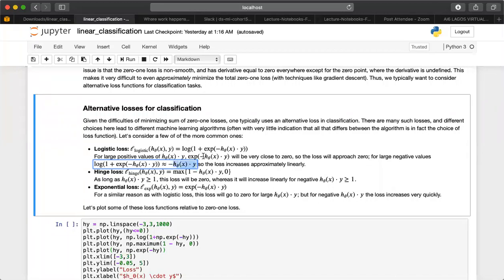So what he's trying to say here is that if you have large positive values of h of y here, the exponent of this will be close to 0, meaning that whatever you have here is going to be a log of 1 plus something close to 0. Does anyone have a calculator to check what the log of something close to 0 is? It just uses the definition of the graph of the logarithm.